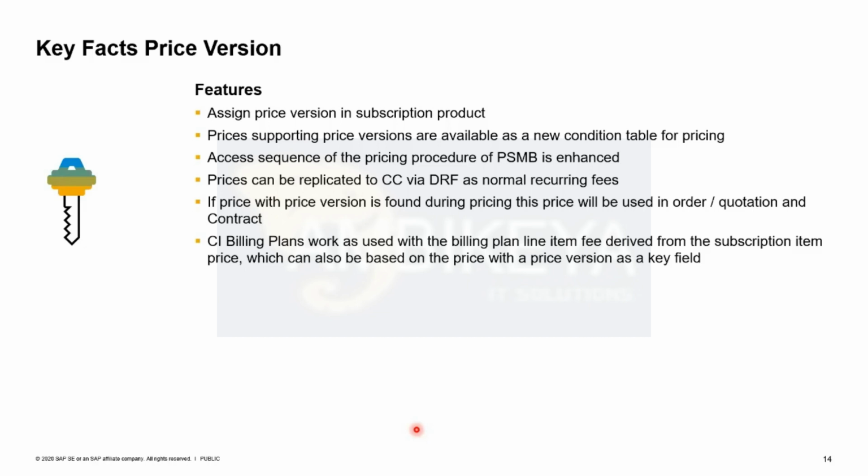Price version is also supported with recurring in CC. A price key will be determined because the price version itself is one of the keys, and a price key is determined based on the price version if a price version exists for a contract.